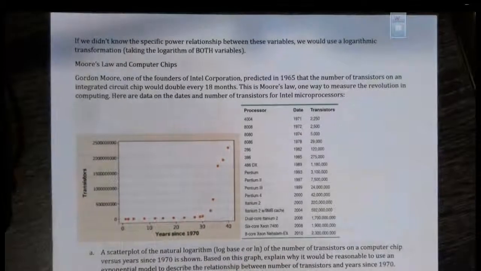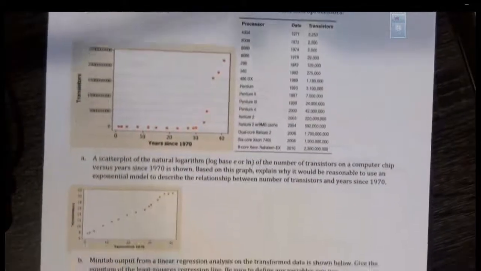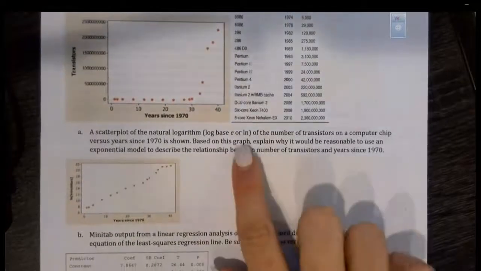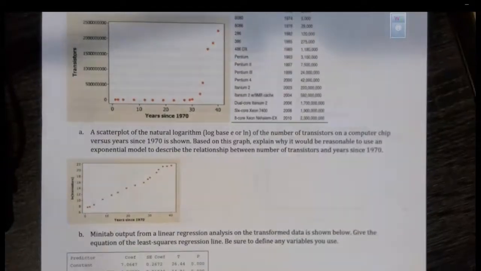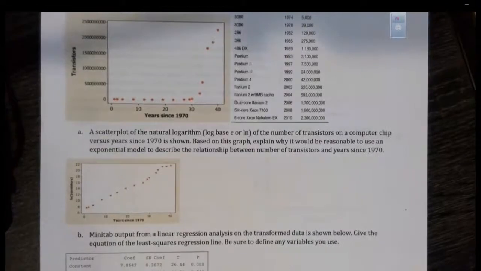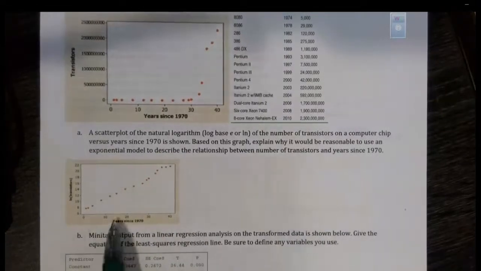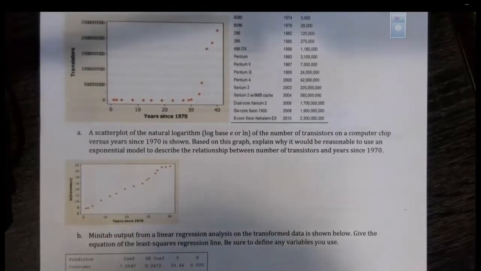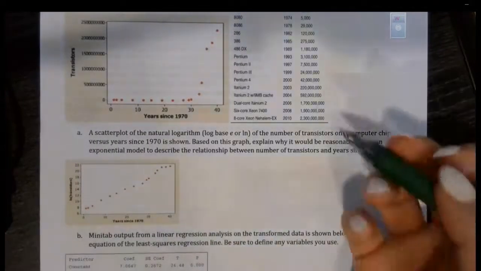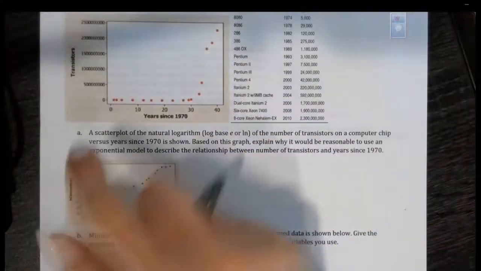All right. Now a scatter plot of the natural log, log base e, of the number of transistors on a computer chip versus years since 1970 is shown. Based on this graph, explain why it would be reasonable to use an exponential model to describe the relationship between transistors and years since 1970. So what we've done is we did not change the years here, so this would be an exponential model.